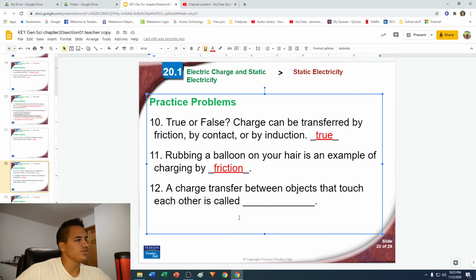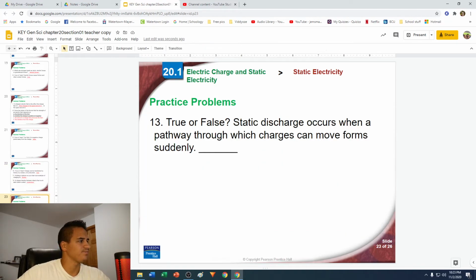Number 12, a charge transfer between objects that touch each other is called. Again, talking about the 3 ways that we charge something or transfer charge. If we're making direct contact, then this is called conduction. So when you transfer charge between objects that are touching, it's called conduction.